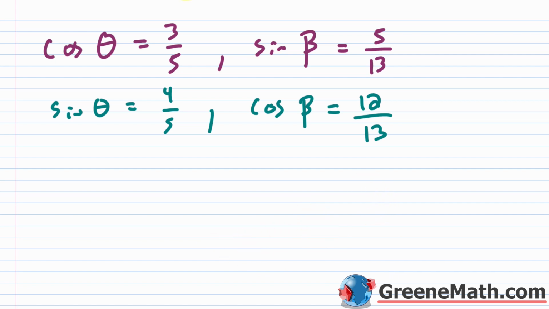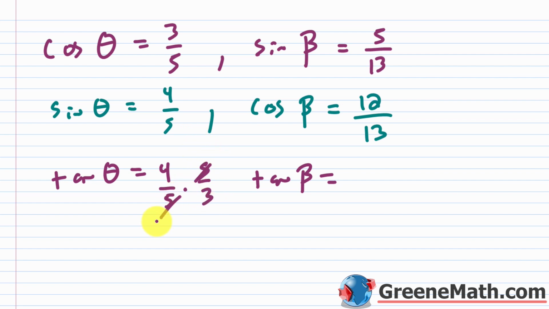Now, we also want to get the tangent of theta, and we want to get the tangent of beta. Okay, so for this one, it's going to be sine divided by cosine. So it's 4/5 times the reciprocal of 3/5, which is 5/3. So the 5s are going to cancel, you get 4/3. Okay, for this one, the tangent of beta, you're going to have 5 over 13 times the reciprocal of 12 over 13, which is 13 over 12. This cancels, so you get 5 over 12. Okay, so now we pretty much have everything that we need.